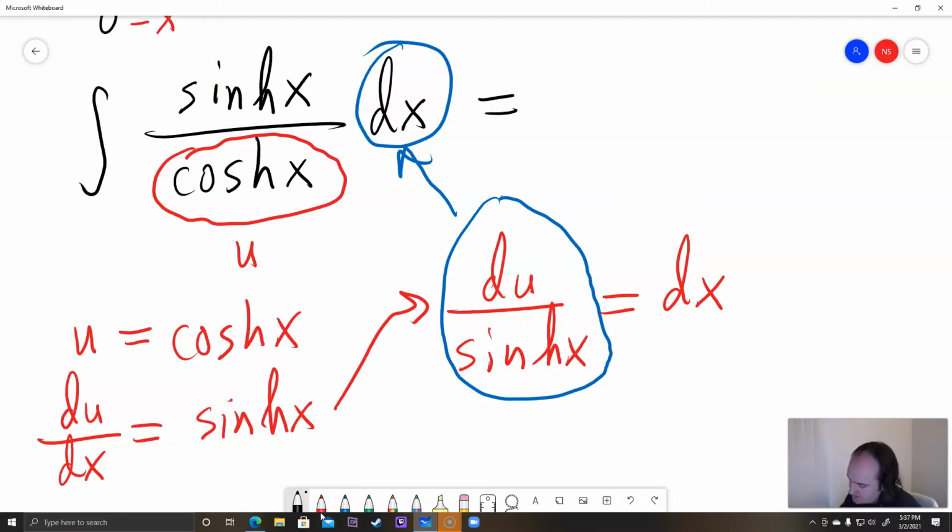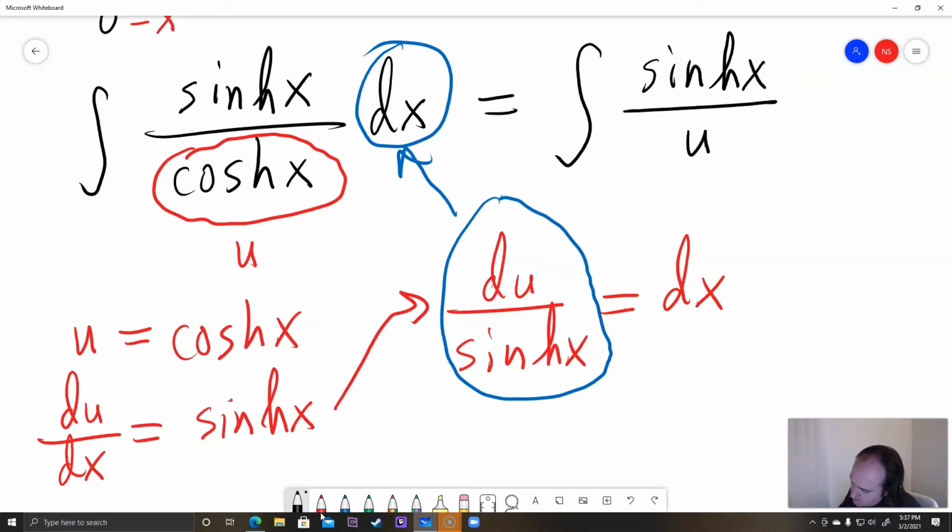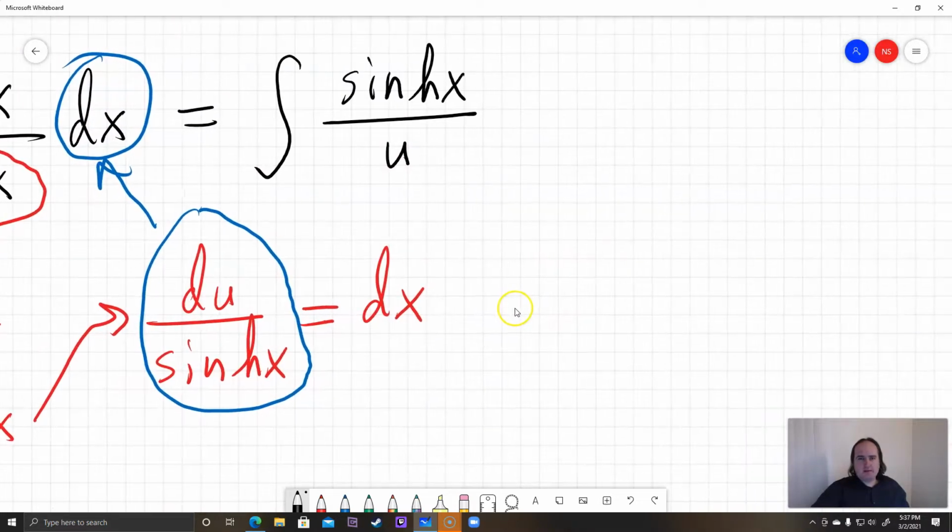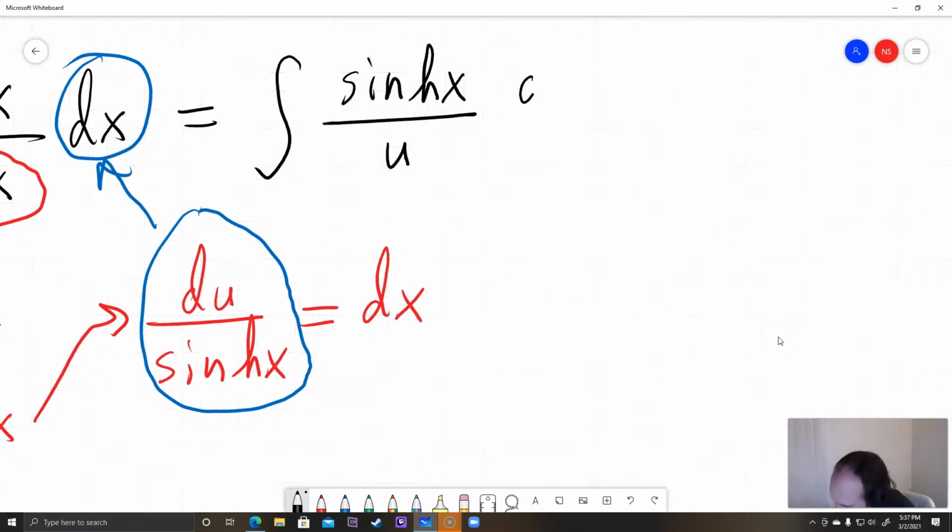All right, so now we're going to have the integral of sinh of x over u. Now, how do we get u here? Well, remember, we said that cosh of x is u. So we're going to go ahead and replace cosh of x with u. So we have the integral of sinh of x over u times, instead of dx, now we're going to have du over sinh of x.